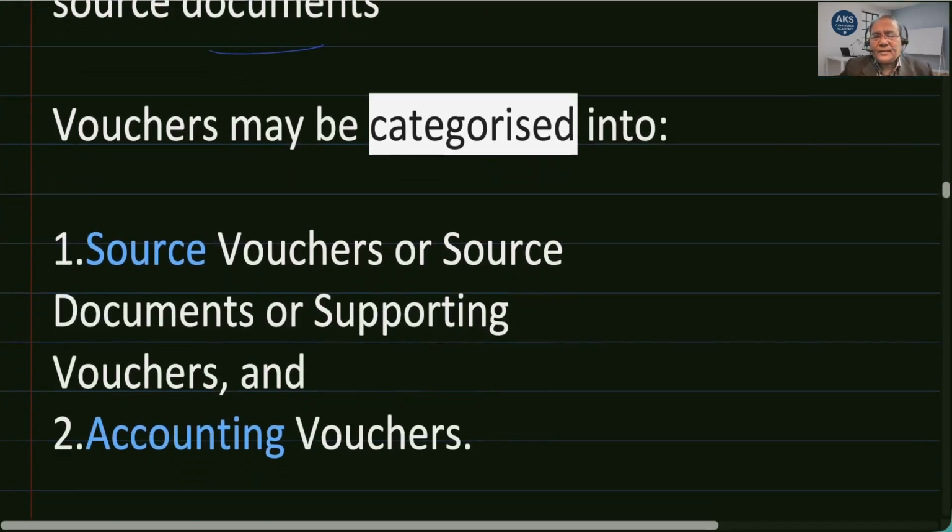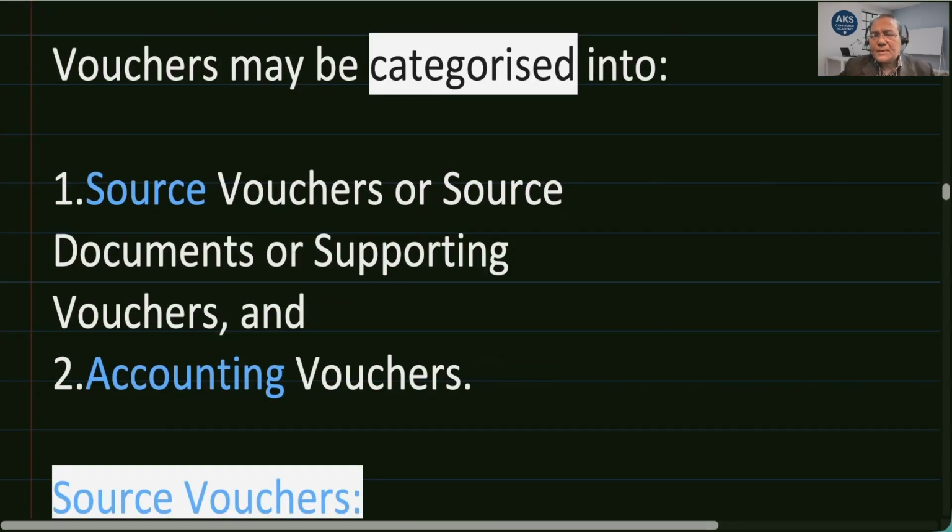Now let us see what these are. Vouchers may be categorized into source vouchers or accounting vouchers. We have already seen the source vouchers, the source documents. Now we will understand what these source vouchers and accounting vouchers are, and how these are entered in the books of account. Let us see.